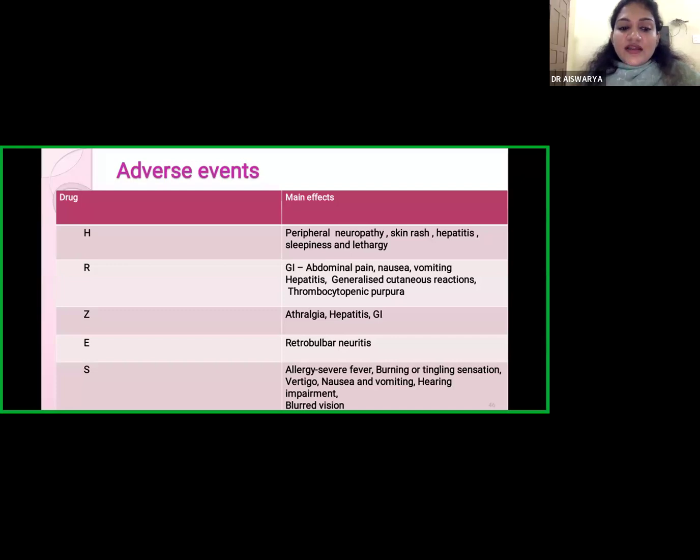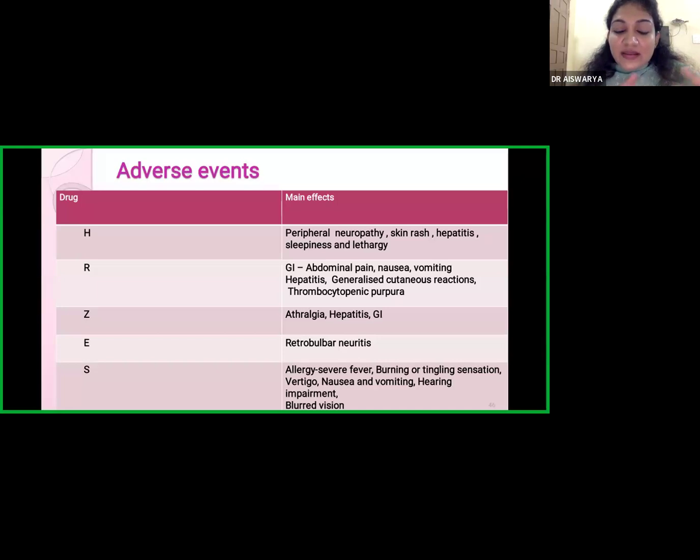Then ethambutol. Ethambutol is notorious for causing retrobulbar neuritis. It's very important that for every TB patient on follow-up, we ask whether they have any dullness of vision or color vision problems, because many patients may develop retrobulbar neuritis after 3 months of starting ATT. So this is one of the important side effects.